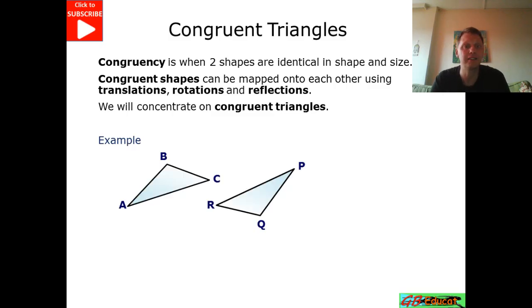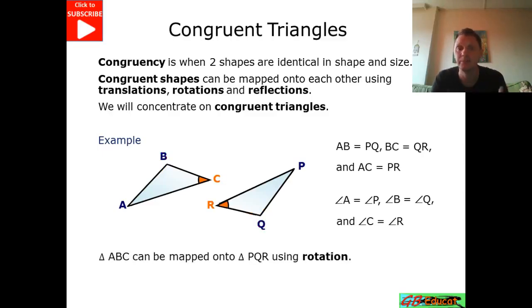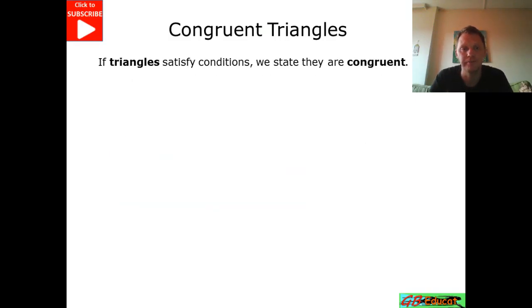So when we're talking about congruent triangles, here we've got two triangles where AB is the same length as PQ. We've got BC, which is the same length as QR. We've got AC, which is the same length as PR. But also, angle A is going to be the same as angle P. Angle B is going to be the same as angle Q. And angle C is going to be the same as angle R. And as you can see from this, these two can be mapped straight onto each other by using rotation.